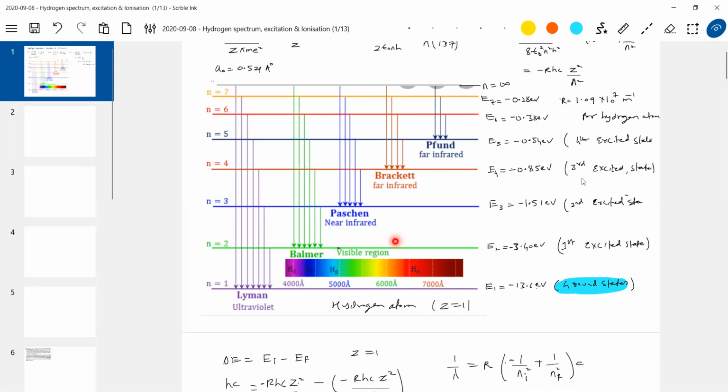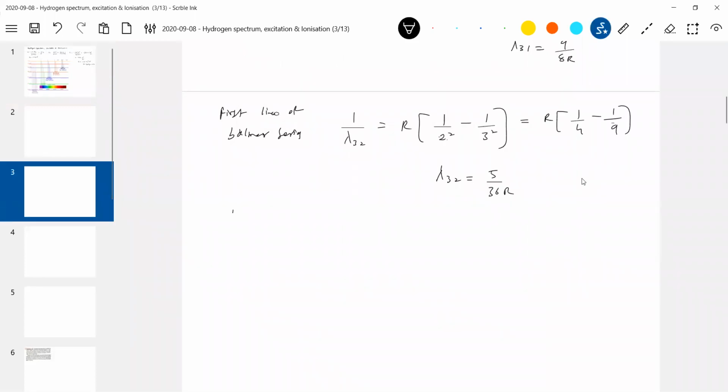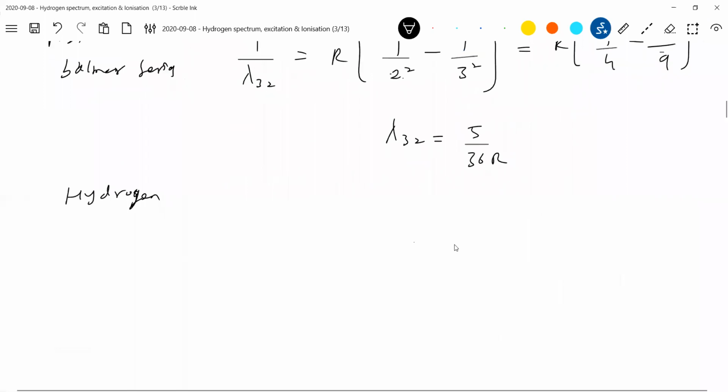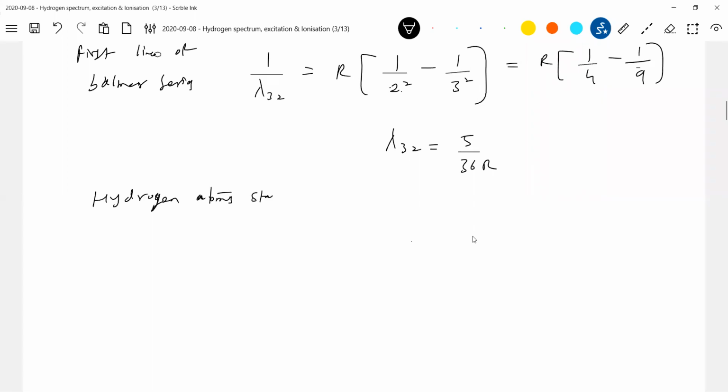For what time will it stay in this excited state? For 10 to the power of minus 8 seconds. So the hydrogen atom, this data is very important. Hydrogen atom stays in an excited state for a time of 10 to the power of minus 8 seconds.